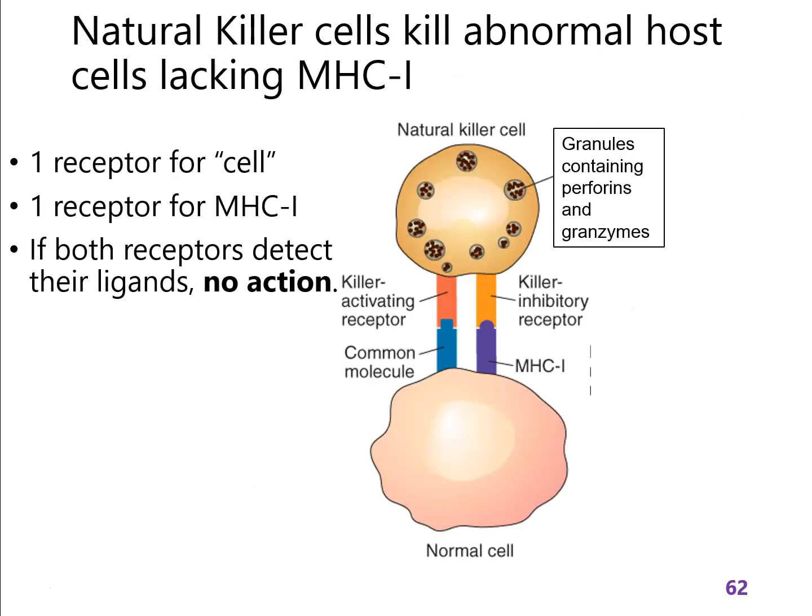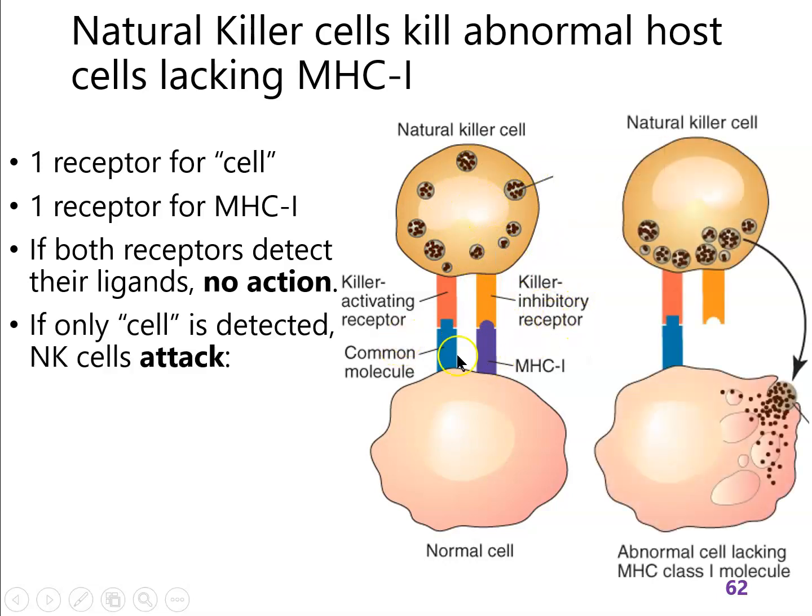So here's how we would think about it. The natural killer cell would have granules of damaging proteins, and it has one receptor that binds to another molecule on a typical cell, and binding with this pushes it towards attacking. It has another receptor that binds MHC1. And if it finds MHC1, that slows it down and stops it from attacking. So if both of these things are here, if the common molecule and MHC1 are both here, nothing will happen.